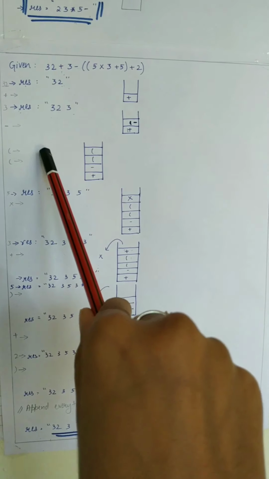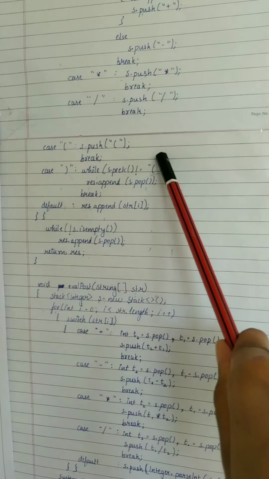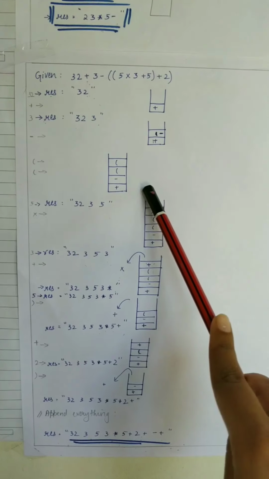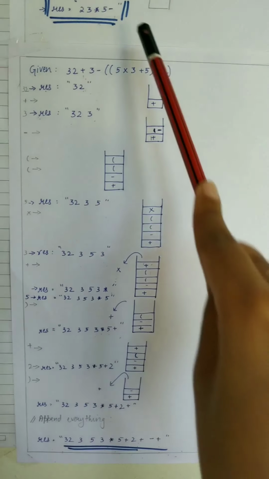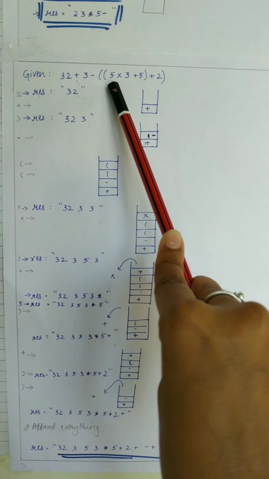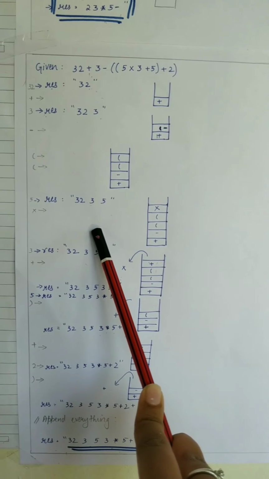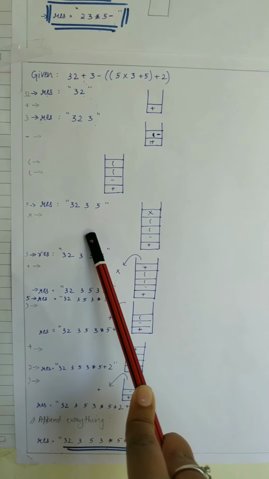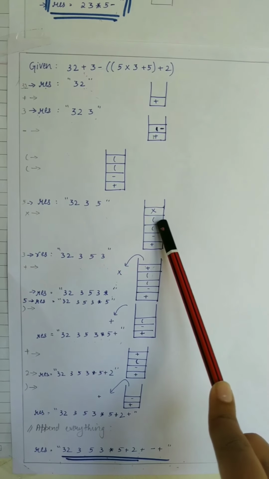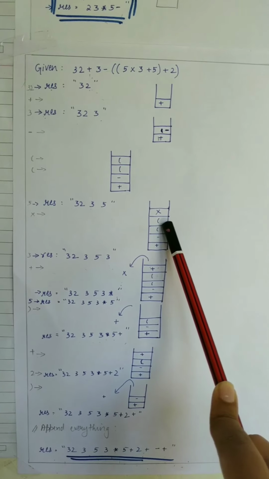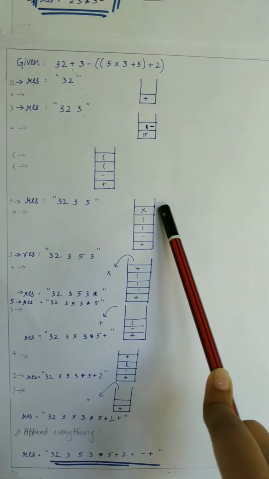The next one is the opening parenthesis and we can see the case that we have to simply push the opening parenthesis into the stack. So our stack becomes as follows. The next element is 5 which is again a digit, so it is appended to the result and the result becomes 32 3 5. The next element is a multiplication symbol and we can see that the peak of the stack is an opening parenthesis. So this multiplication symbol is simply pushed into the stack.